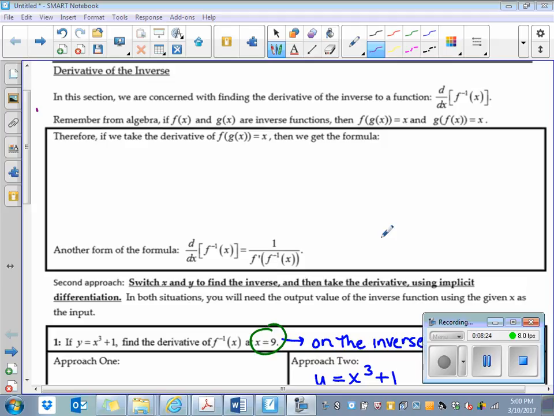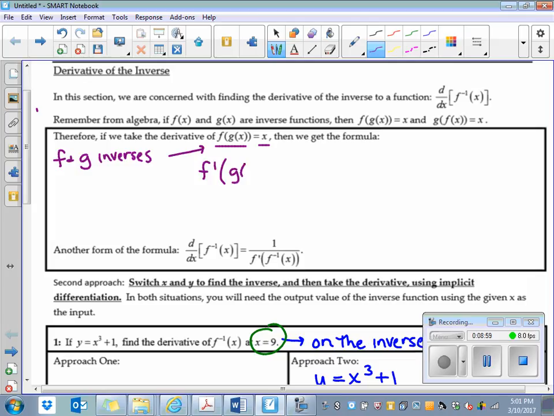So here's how we can sort of see where the shortcut comes from. If I have two functions that are inverses, one thing I'll know about them is their composition is equal to x. So here is a relationship relating two functions that are inverses. Okay, so f and g are inverses. If I take the derivative of that relationship, the derivative of f of g of x, that's f prime of g of x times, by the chain rule, g prime of x, equals 1.